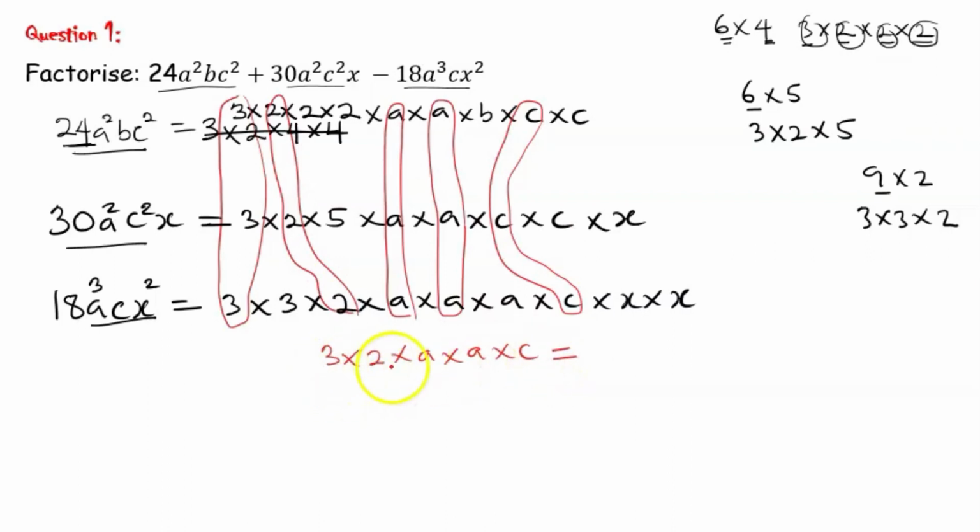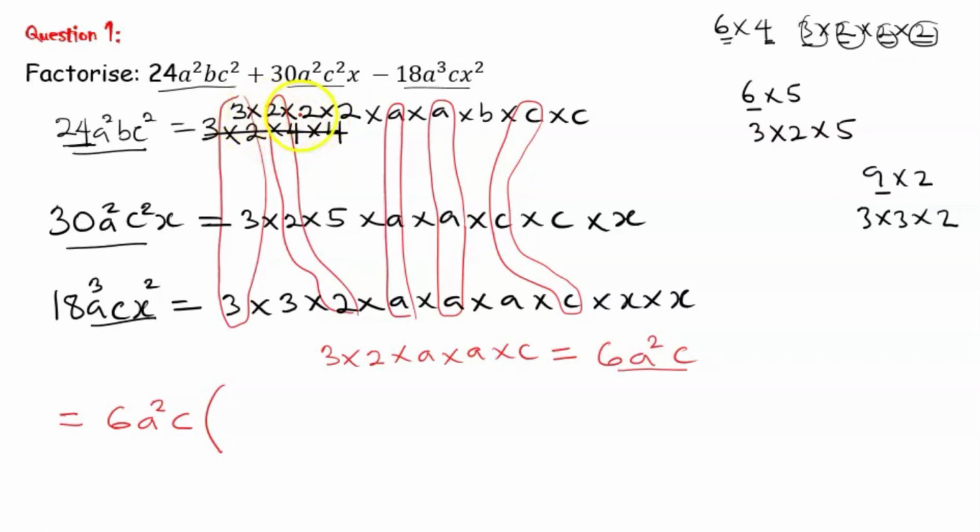So 3 times 2 is going to give you 6, then A squared, then C. So this is what we have as the common factor. All right, so that's what we are going to bring out. We are going to have 6a squared c, then you open a bracket. Now when you brought out 6a squared, what is remaining here? You will now write it.